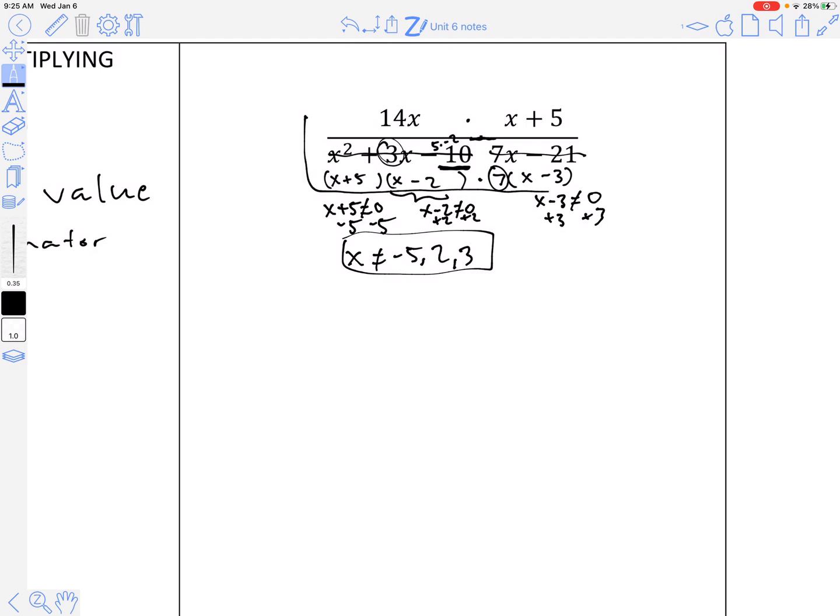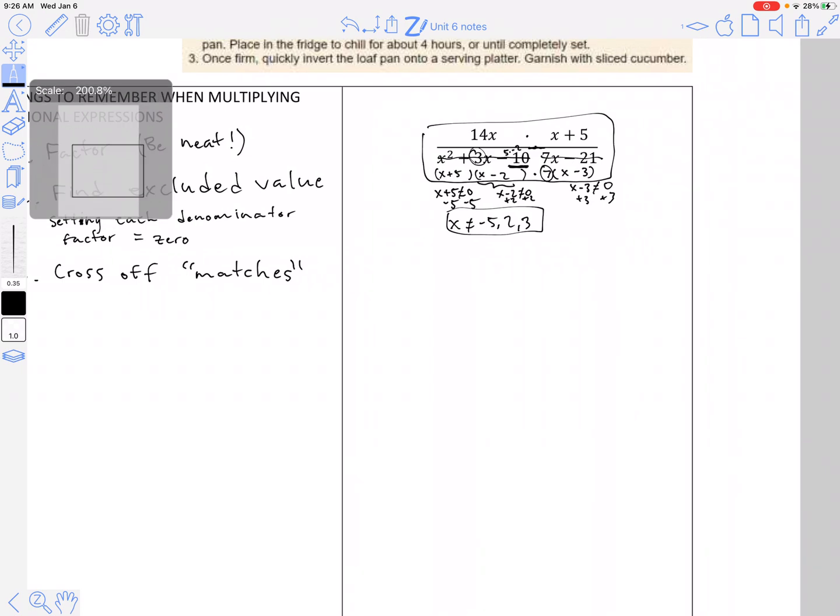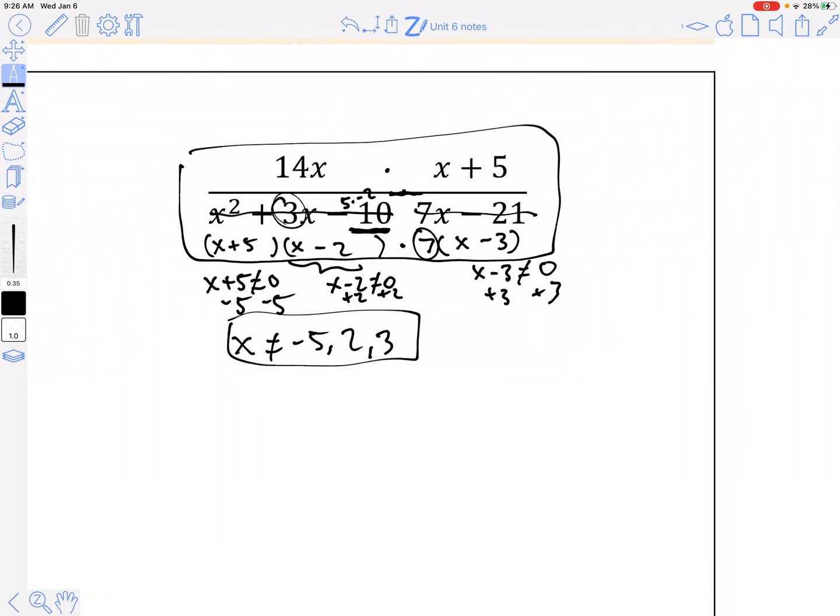But remember, we're not done here, okay? So we factored, we found our excluded values. Now we're going to cross off, I'm going to call them our matches. If you remember, anything divided by itself will go to 1, and then as we multiply, it'll keep the rest of the problem the same. So I'm going to look very closely and notice that I can cross off this x plus 5. All right. And then I'm going to remember 14 is 2 times 7, so I can cross off this 7.